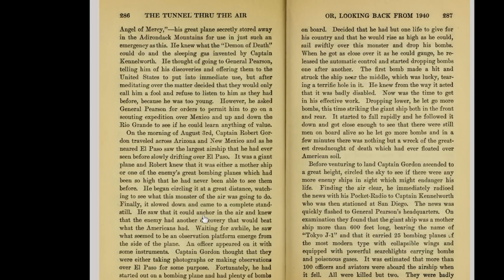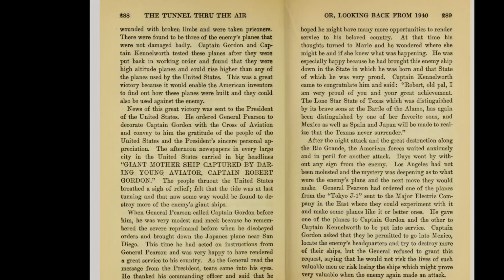On examination, they found that the giant ship was a mothership more than 600 feet long, bearing the name Tokyo J-1. And then it carried 25 bombing planes of the most modern type with collapsible wings, equipped with powerful searchlights, carrying bombs and poisonous gases. It was estimated that more than 100 officers and aviators were on board the airship when it fell. All were killed but two. They were badly wounded with broken limbs and were taken prisoners. There were found to be 3 of the enemy's planes that were not badly damaged.